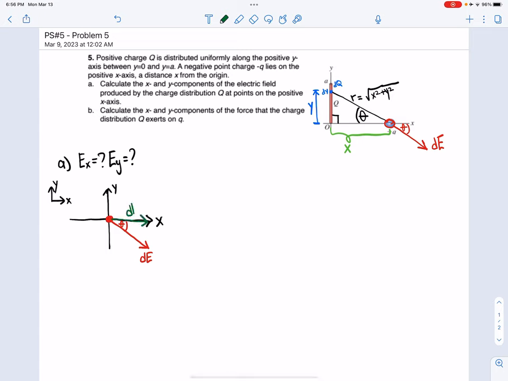So dEx, the x component of the electric field, and then this would be the y component of the electric field, or dEy. This is 90 degrees, right?